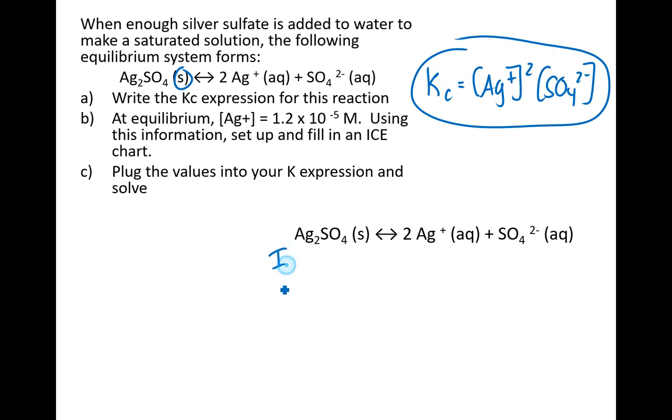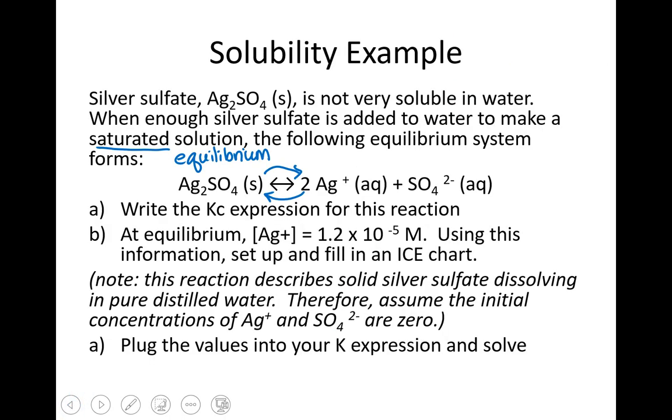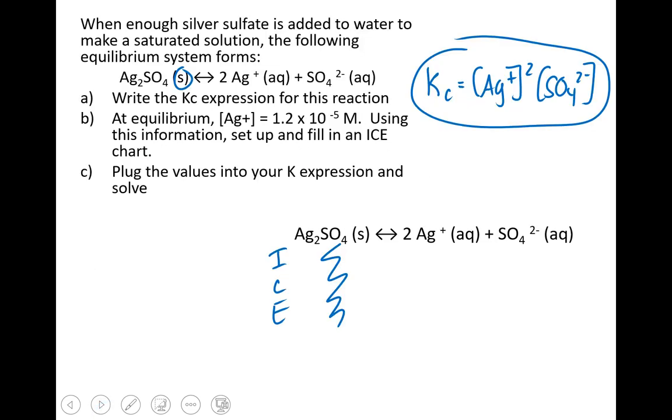So now I'm going to set up my ICE chart. And since solids get left out of my K expressions, I can just ignore them when I'm setting up my ICE chart. We're not going to have any information about molarity, and it doesn't go in our K expression, so we just scratch it out. And if you think about what's happening here in this system, let me go back to this previous page. This reaction is describing solid silver sulfate dissolving in pure water. So we imagine that the initial concentration of ions is 0, because we're talking about what happens when it dissolves in pure water. So initially, these concentrations are 0.